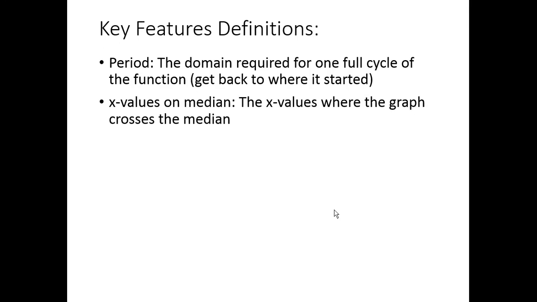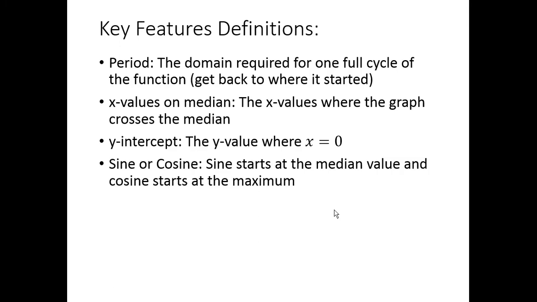So the x value on the medians, well, that's wherever the x value crosses the median. And then our good old y-intercept, which is where x is equal to 0. And then to figure out if it's a sine or a cosine graph, well, the sine starts at the median value, whereas the cosine graph starts at the maximum.